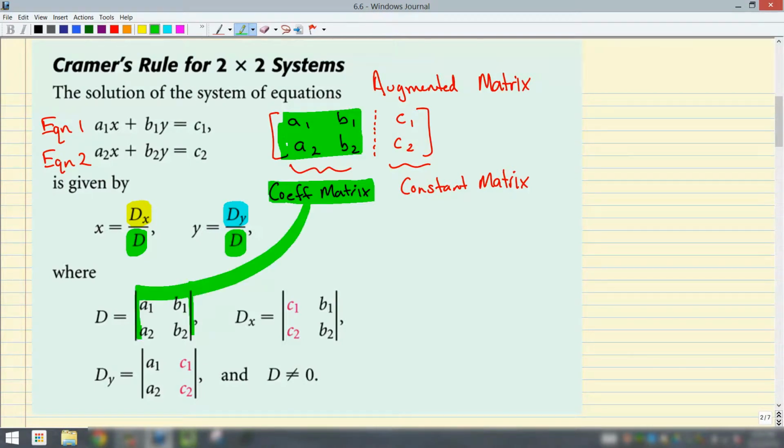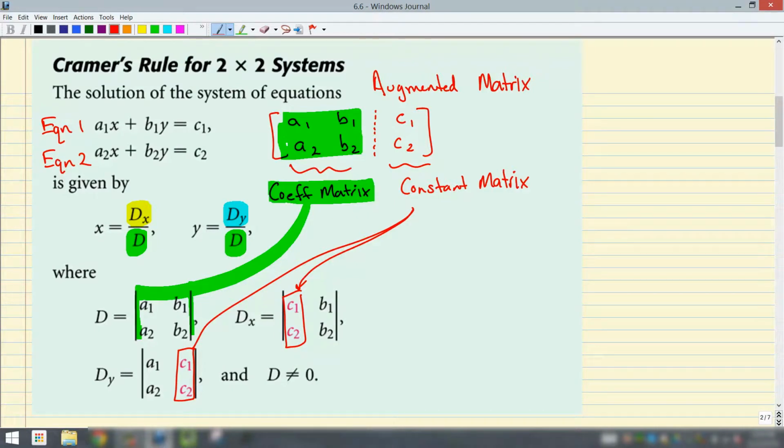So to find the determinant of the x matrix, you take the coefficient matrix and you replace the values of the x column with the constant matrix values. You do the same thing with the determinant of the y matrix. You take the values in the y column and you replace them with values from the constant matrix.